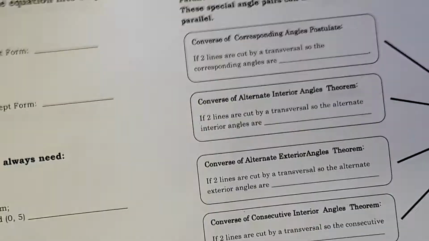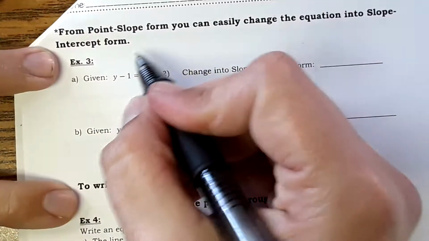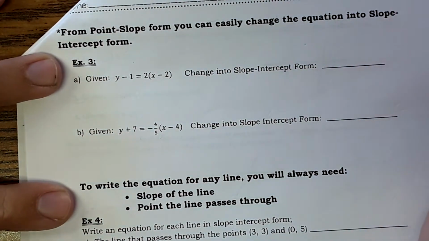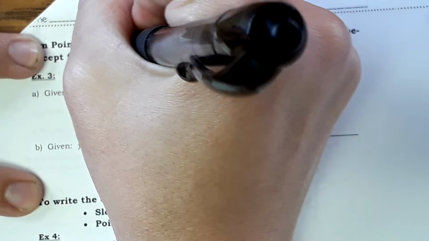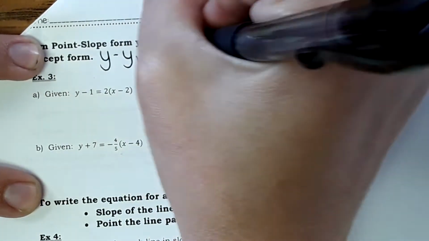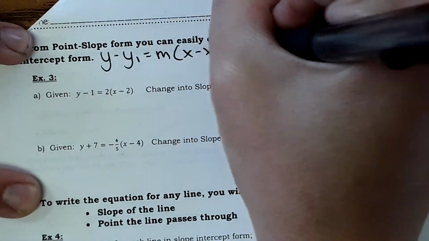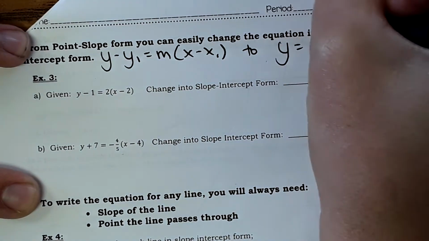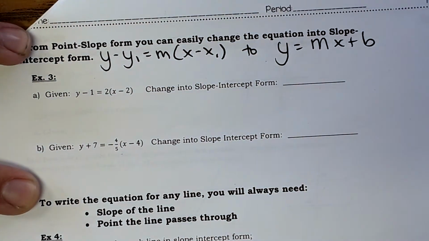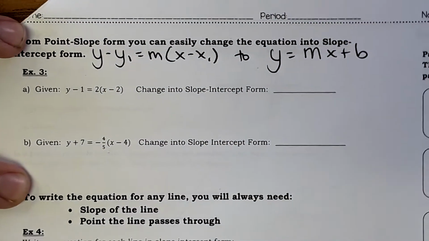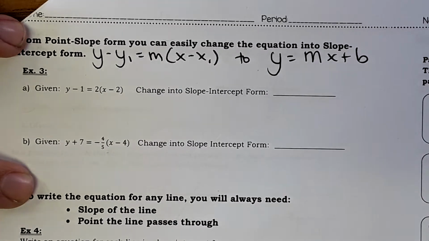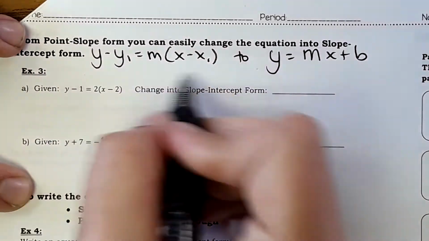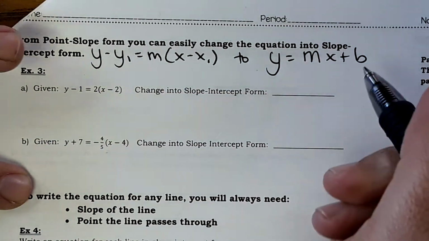Okay, so now new examples. From point-slope form, you can easily change the equation into slope-intercept form. So we're going to be going from y minus y1 equals m times x minus x1 to y equals mx plus b. All you have to do is solve this for y, and you'll get it into this format.